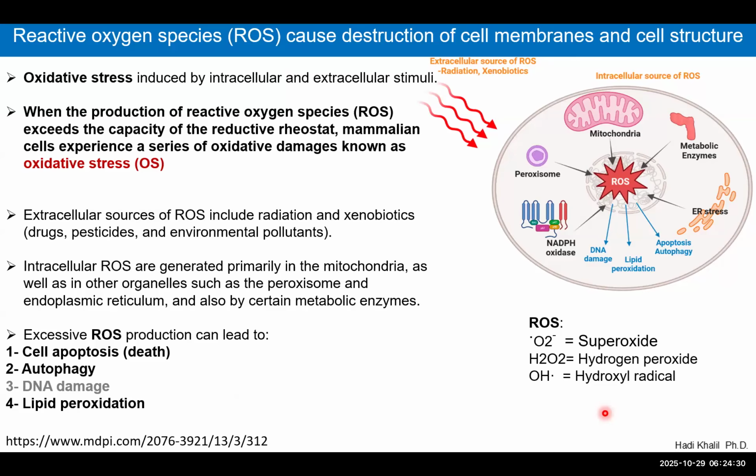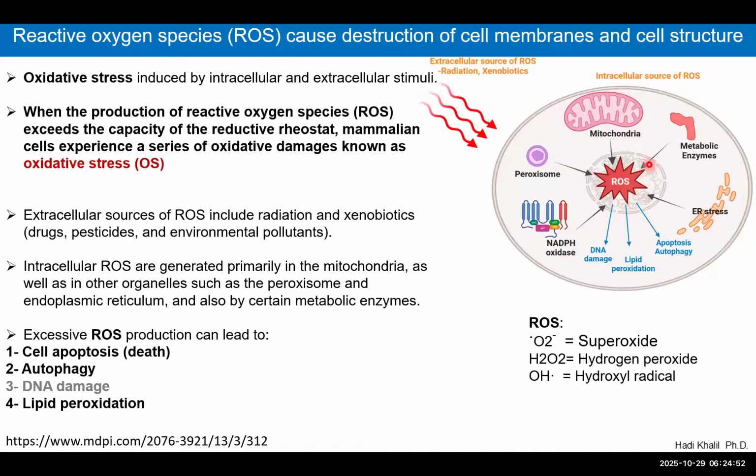Okay, so here we are coming up on almost 50 minutes. I will go for about 5 more minutes probably and take a break, and then we come back to discuss the rest. So reactive oxygen species cause destruction of cell membrane and cell structure.